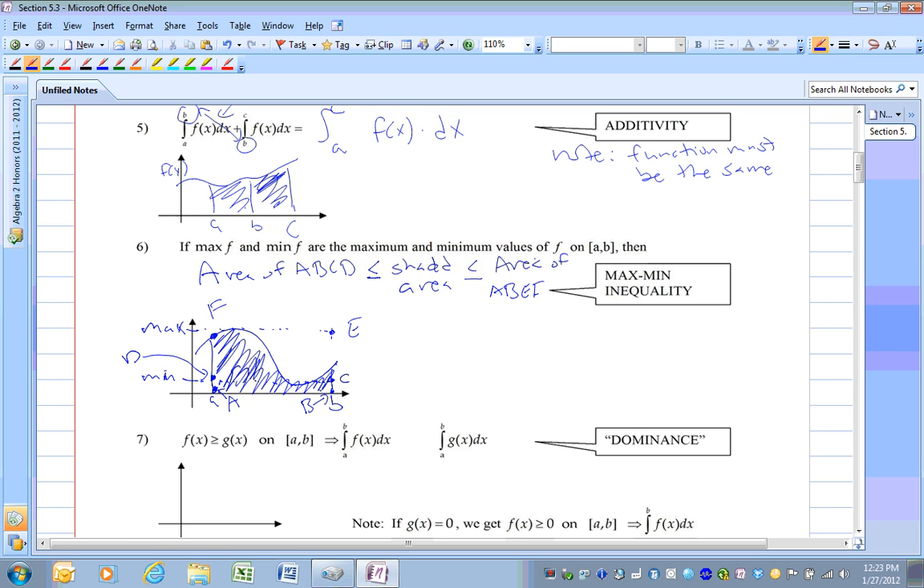I don't know, it's not a property really used much, but it's just important to know that if you have the maximum point and create a rectangle using that, actually I was a little off, I should have drawn my rectangle right there, but it's okay. If you drew a rectangle where you use the maximum value for the function and draw another rectangle using the minimum value of the function, the shaded area will always be in between those two. That's all it states.